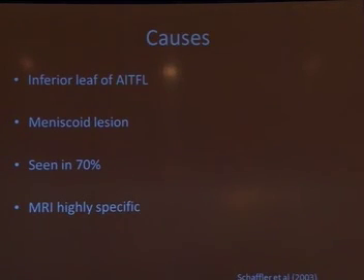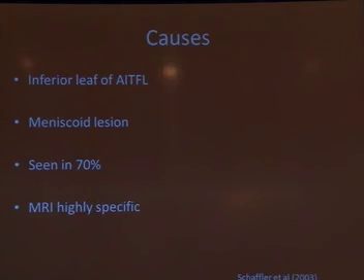There are several causes for anterior or anterolateral impingement. A common cause is where you have an avulsion or a tear of the inferior leaf of the anterior inferior tibiofibular ligament, which is the anterior syndesmotic ligament. This can sometimes cause a meniscoid type lesion where it incorporates the anterior synovium of the ankle and acts like a meniscus and catches between the anterolateral borders of the tibia and the fibula.